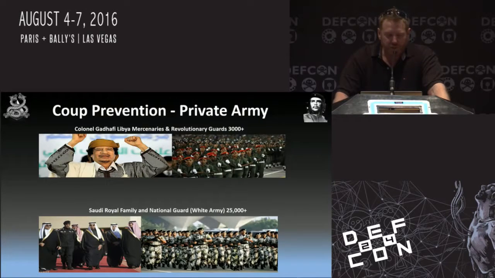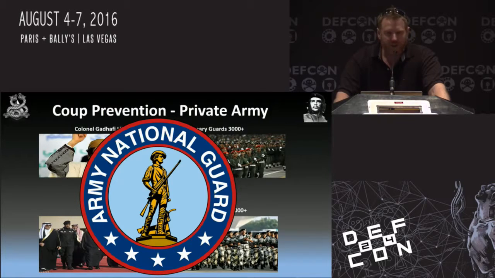Some techniques for preventing coups. So the private army or the mercenary, private military contractor. So Colonel Gaddafi with his 3,000 Revolutionary Guards, the Saudi royal family with its 25,000 white army, and you guys have your own National Guard, your private military force protecting each state. I mean, it's a great anti-coup measure, so you really don't have any central point to overthrow the government of the US.